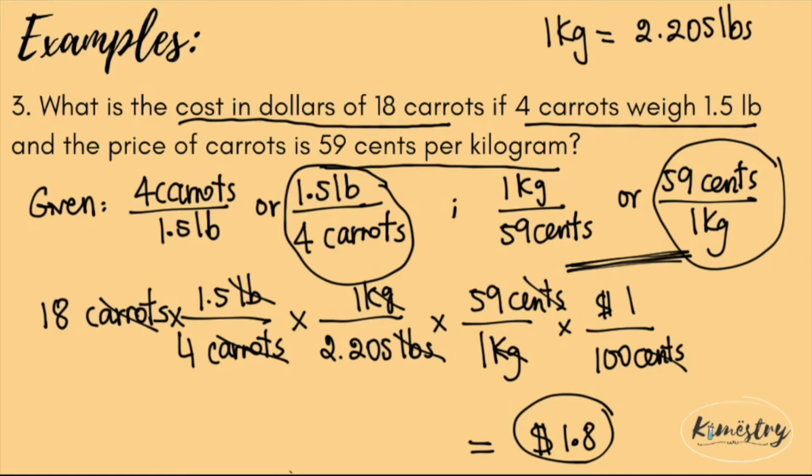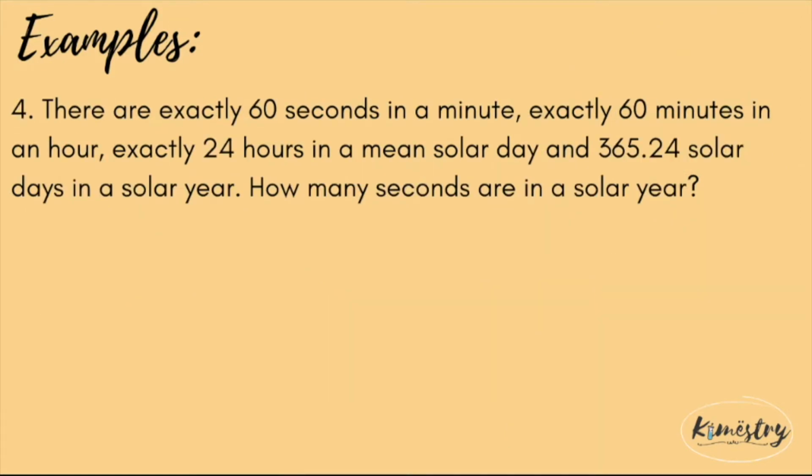Let's do another example. There are exactly 60 seconds in a minute, exactly 60 minutes in an hour, exactly 24 hours in a mean solar day, and 365.24 solar days in a solar year. How many seconds are in a solar year? Just like what we have done so far, I'm going to write down what is given to me.